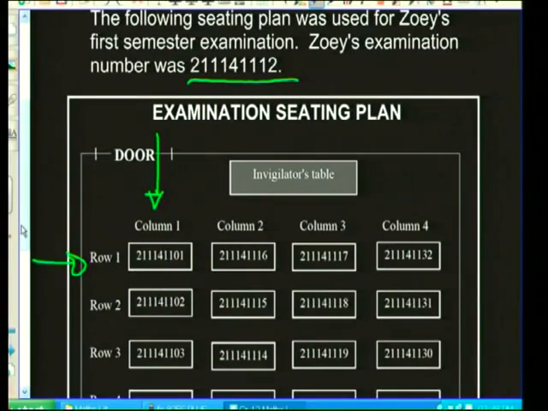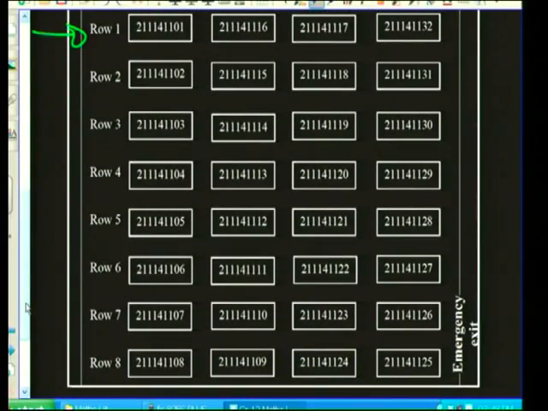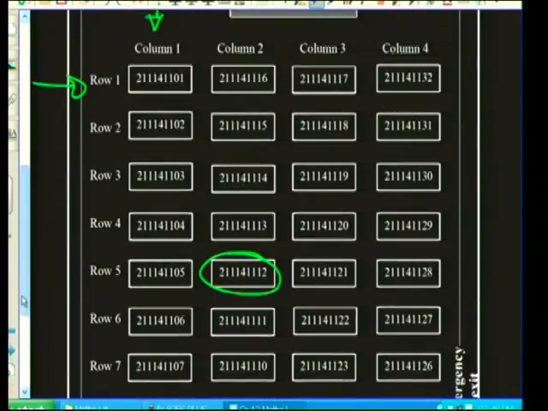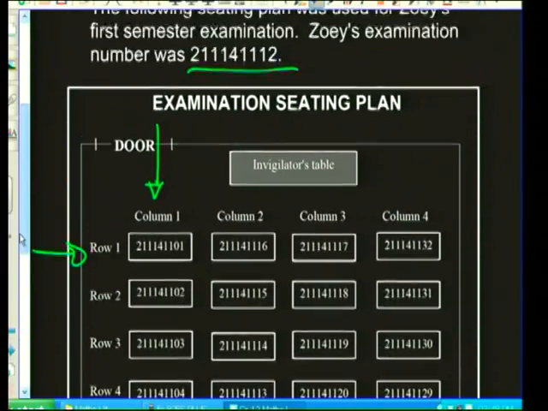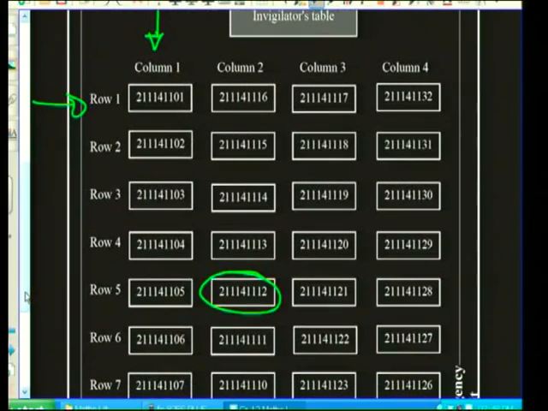Well, let's find her number, shall we? Now, we know her number ends in 1112. So I'm going to look for digits that end in 1112. Here it is right over here. Let's just make sure we've got the rest of the numbers correct. So it's 21114, 21114, 1112. That's where Zoe is sitting.